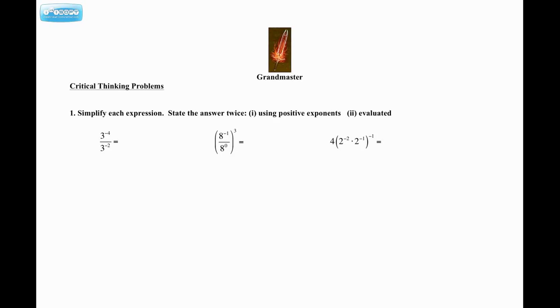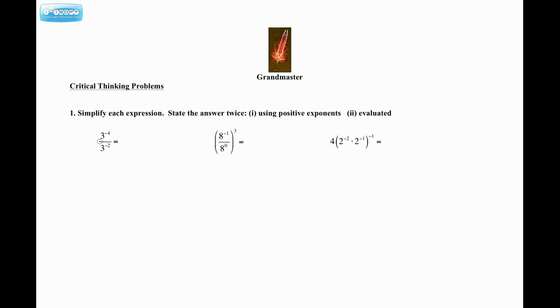Section 4.2, Grandmaster, critical thinking problems. Number 1, it says simplify each expression and state the answer twice. First, using positive exponents, and number 2, evaluated. Evaluated just means to be worked out.